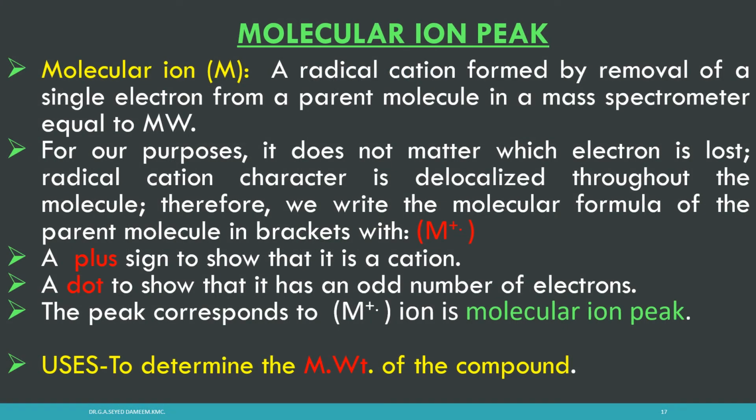Next topic, the molecular ion peak. The molecular ion peak is the peak given by the molecular ion. The molecular ion is formed by the loss of an electron from the neutral molecule. I already told you how the molecular ion is formed from the molecule. The symbol for the molecular ion is M plus dot, that is, the M molecule with a unipositive charge and an odd electron. So it is M plus dot, the molecular ion, otherwise called the parent ion.